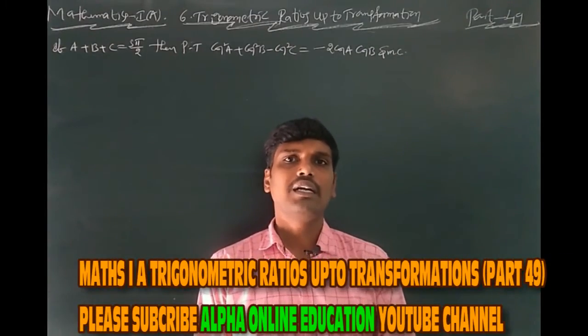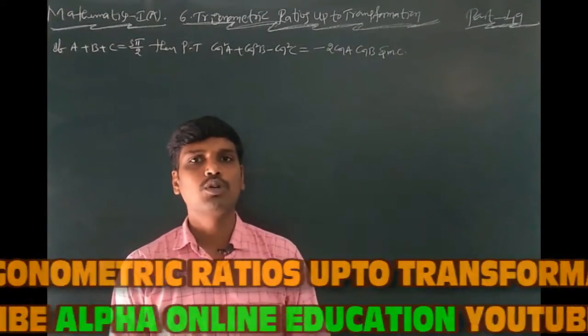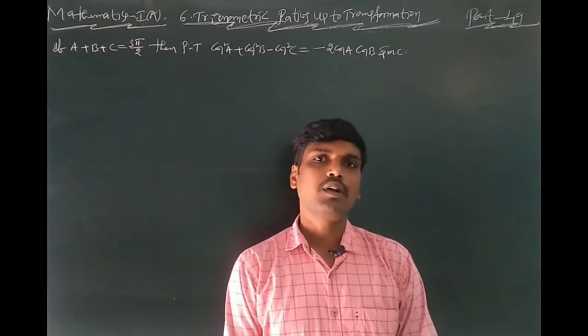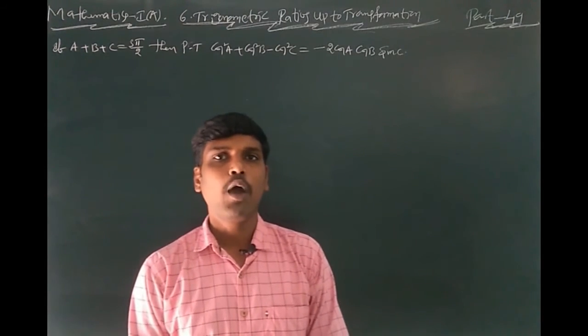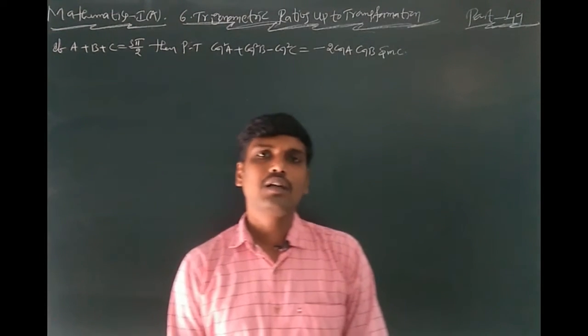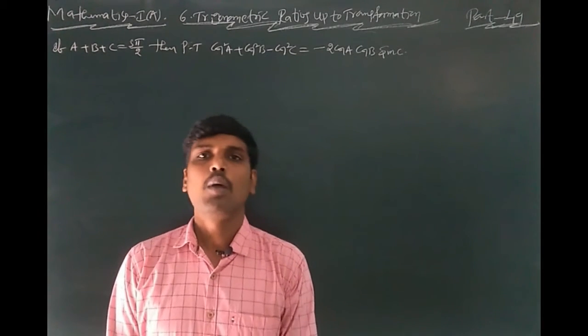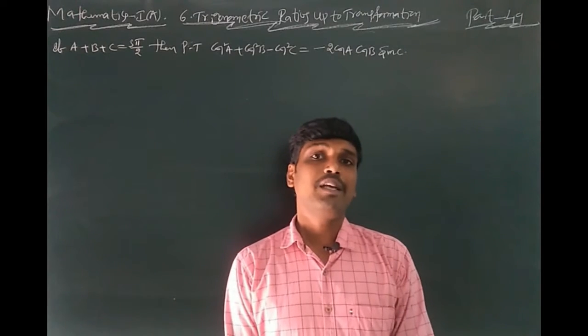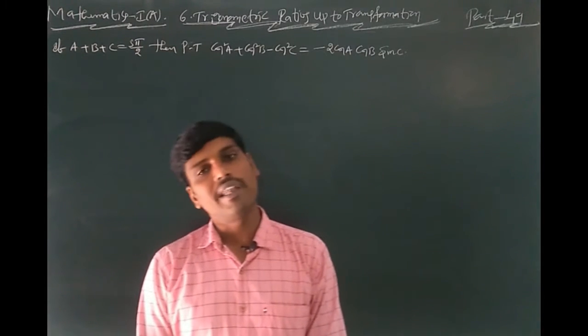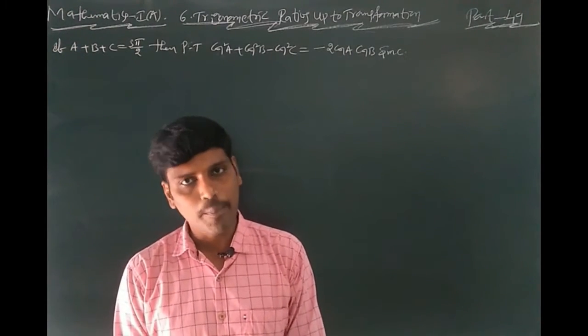Sixth chapter, trigonometric ratios up to transformation. This chapter belongs to Mathematics 1A, part 49. Last part completed, A plus B plus C equal to 90 degrees. Model problems completed. A plus B plus C equal to pi, nothing but 180 degrees. Model problems also being completed.